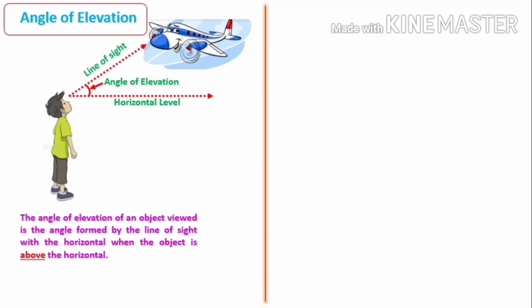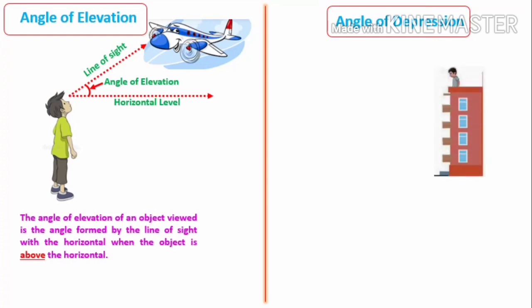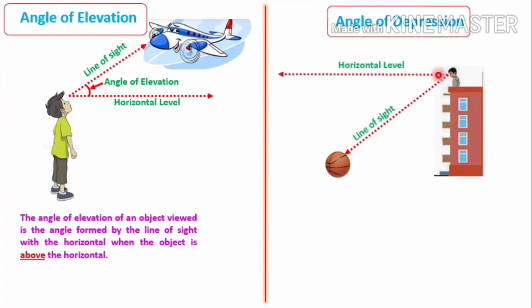The next term we have to discuss is angle of depression. If an object is below our head or below our eye level, we must lower our head to see that particular object. Here, a boy who is on the top of a building observes a basketball which is on the ground. His line of sight goes this way. This is the line of sight, and the horizontal level is like this.